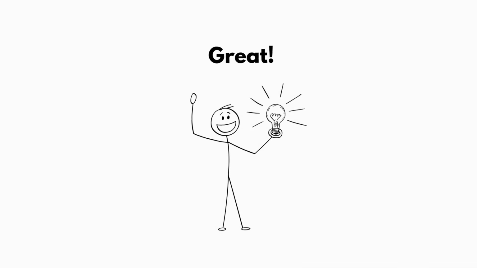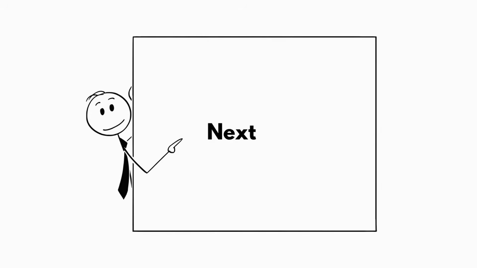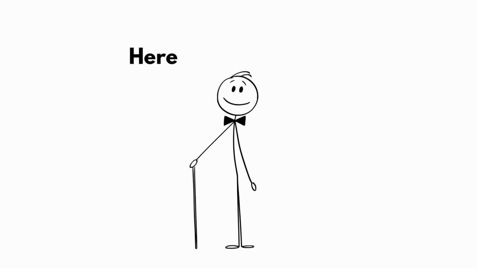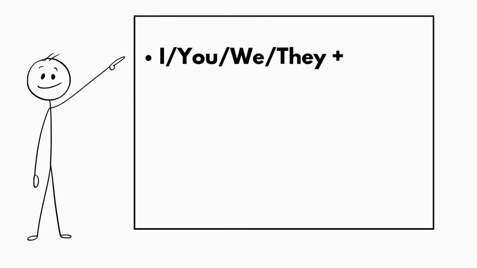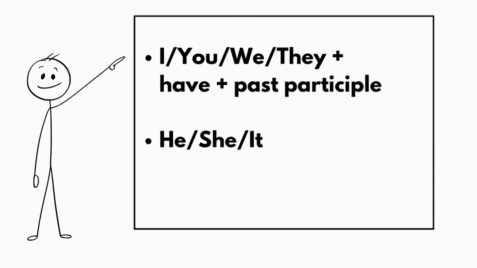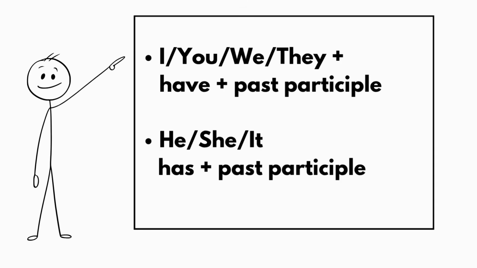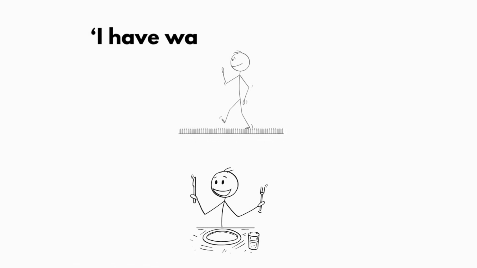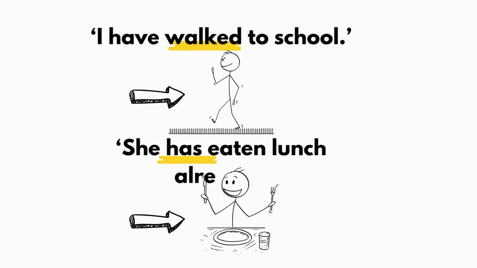Got it! Great! Next. How to form the present perfect. Here's the formula. I, you, we, they plus have plus past participle. He, she, it plus has plus past participle. For example, I have walked to school. She has eaten lunch already.